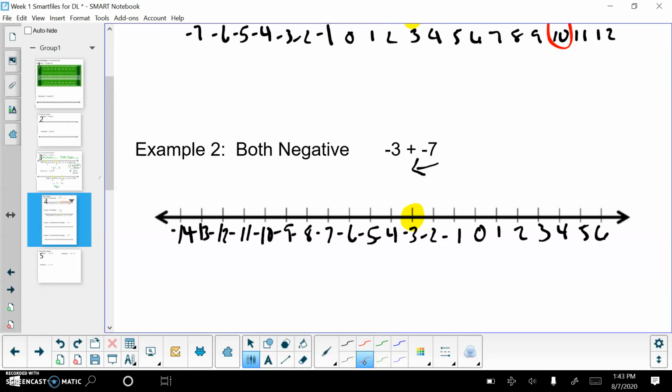So I'm going to start at the -3, and I'm going to count 7 jumps to the left. 1, 2, 3, 4, 5, 6, 7. And once again, I end up on a 10, except this time it's a -10.